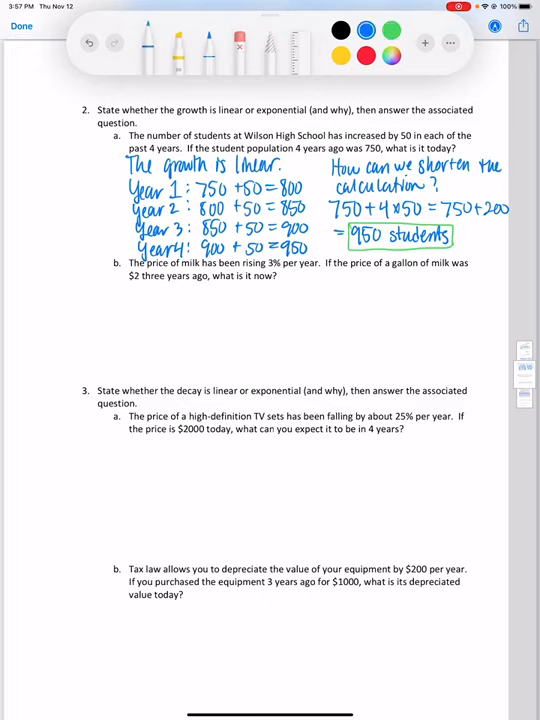Let's take a look at the next one. The price of milk has been rising 3% per year. If the price of a gallon of milk was $2 3 years ago, what is it now? So the growth is rising a percentage per year. So it's not an absolute amount, it's just whatever there is adding on. So percent of whatever there is. This is an exponential growth.